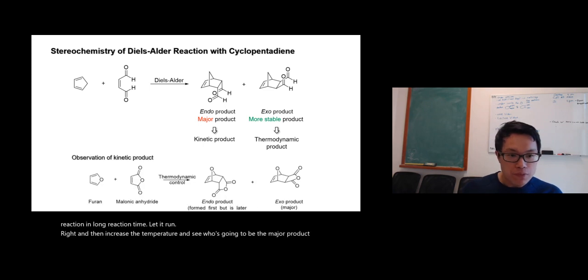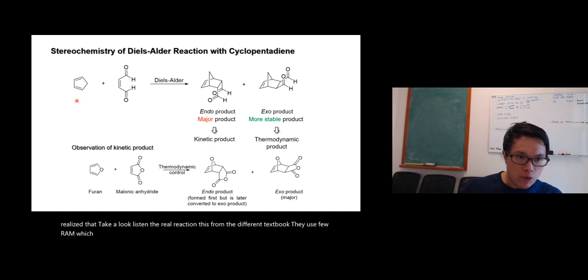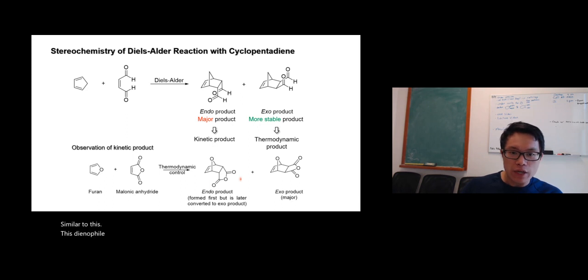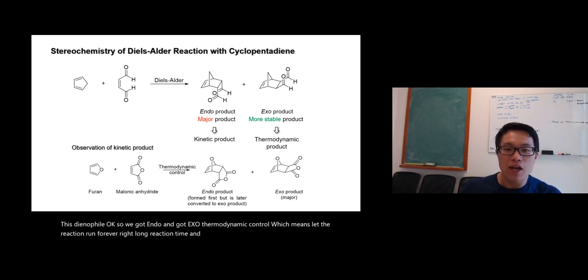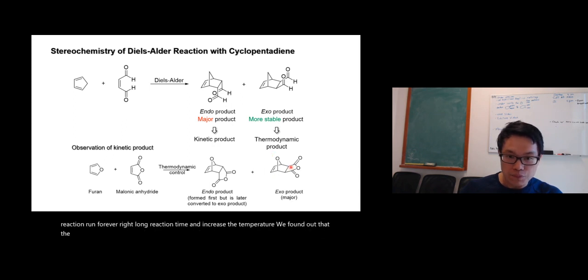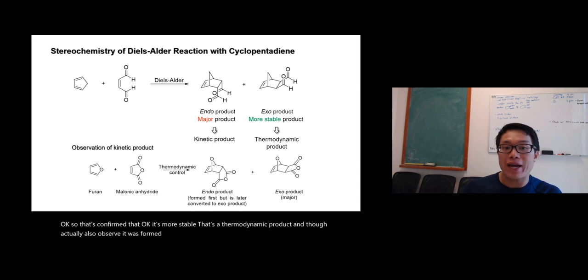Take a look. This is the real reaction, from a different textbook. They use furan, which is close to cyclopentadiene, and the other one is maleic anhydride, similar to this dienophile. So we get endo and exo. Thermodynamic control means let the reaction run forever, with a long reaction time and an increased temperature. We found out that the major product is exo. That confirms it's more stable, a thermodynamic product. Endo was also observed, formed first, but it got converted to exo later as the equilibrium was established. So we're sure now the exo product is more stable.